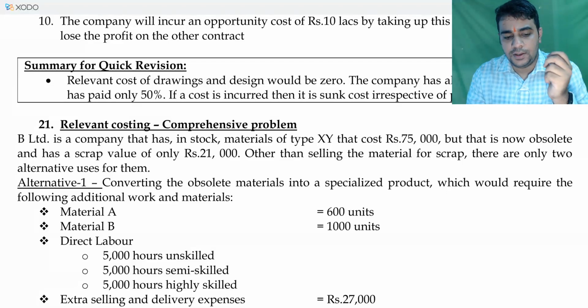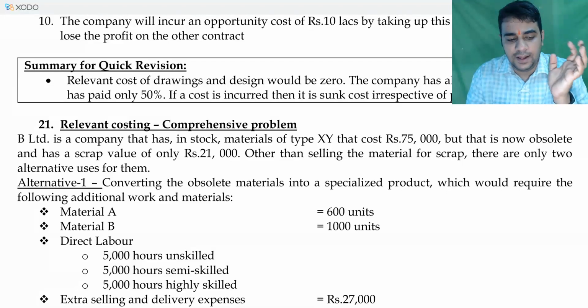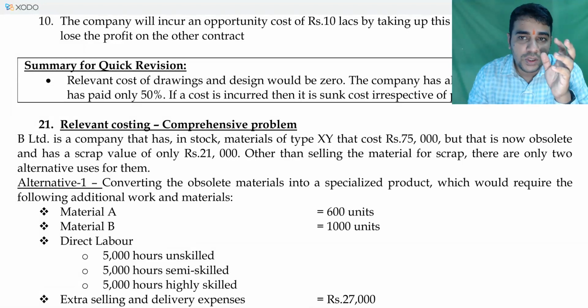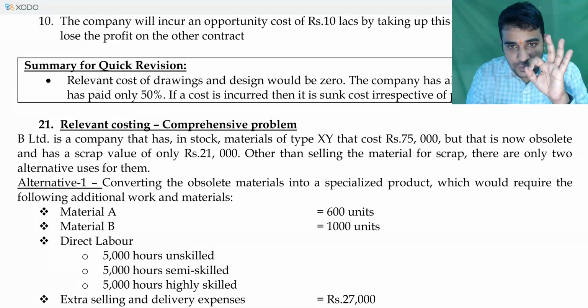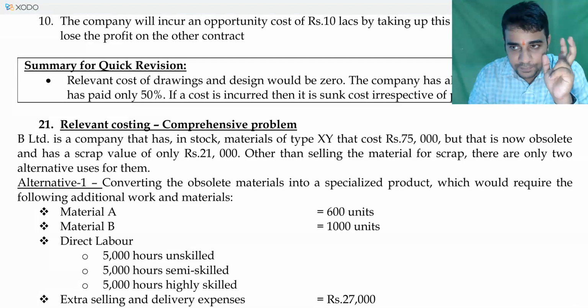Okay, the question talks about a material XY which had cost some 75,000 is now obsolete and has a scrap value of 21,000. Totally there are technically 3 alternatives. The question talks about only 2 alternatives. The third alternative is selling it as scrap.